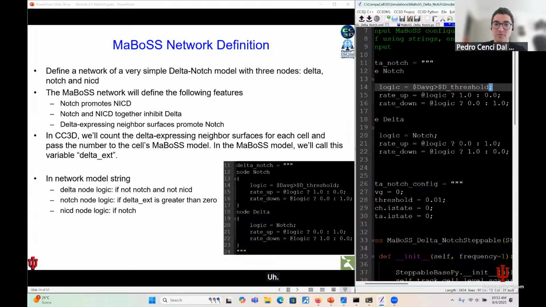Can you compile the code before plugging in your CC3D file? This is done automatically under the hood, Noshin.